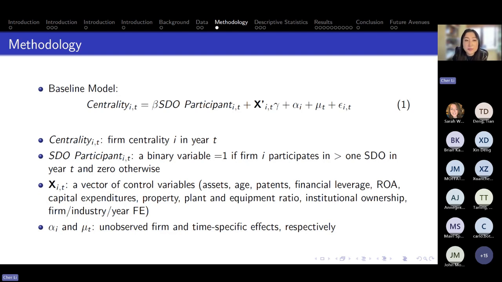It's a very simple baseline model, and that allows us to answer: does joining an SDO lead to a statistically significant increase in firm centrality? Our dependent variable is these different measures of centrality. On the right-hand side, we have SDO participation, which is a dummy variable indicating whether a firm is a member of any SDO in a particular year. And then we control for firm characteristics, including their assets, patent counts, financial information, and industry trends. We then further control for firm and year fixed effects.